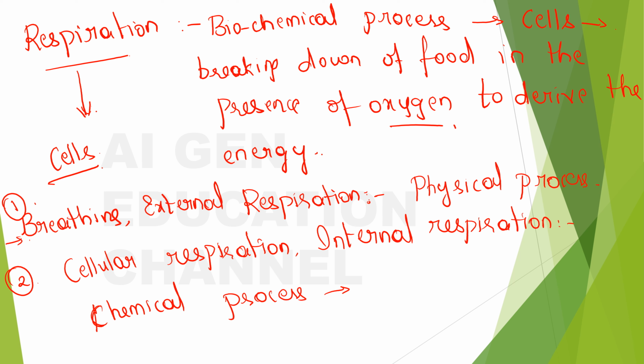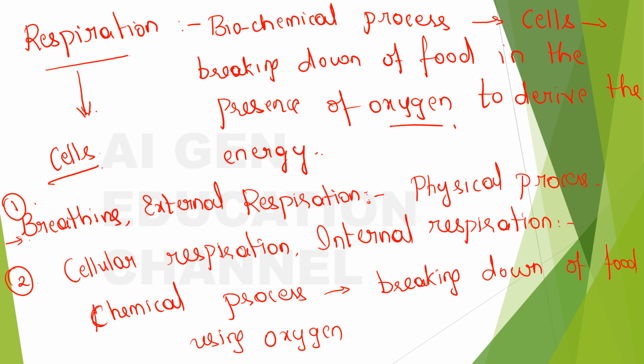Breaking down of food takes place, right? Breaking down of food. And this happens using what? Using the oxygen. Then what happens? Breaking down of food using the oxygen gives energy, right? So in this way, energy is produced within the cells, and this is called internal respiration, right?